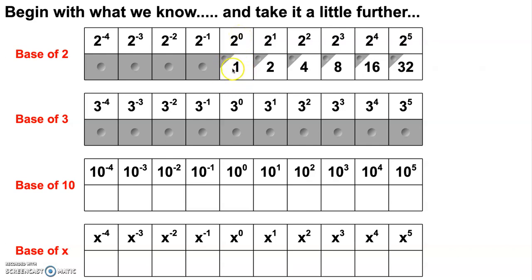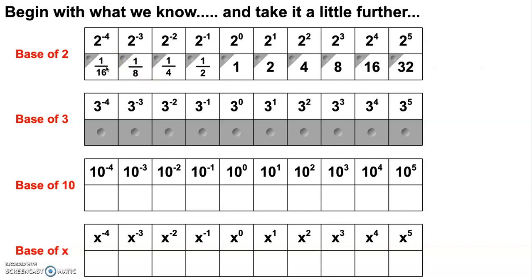But what if I take this 1 and I want to go backwards one step? I'm going to have to take that 1 and divide by 2, which means that 2 to the negative 1 power is going to be 1 over 2, because 1 divided by 2 is 1/2. If I took 1/2 and divided by 2 again, I would get 1/4. So 2 to the negative 2 is equivalent to 1/4. Divide by 2 again, and divide by 2 again.